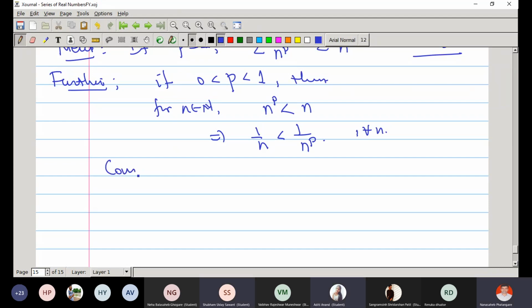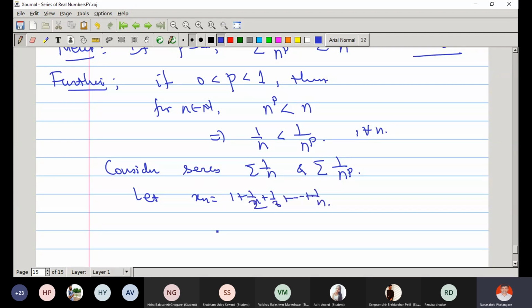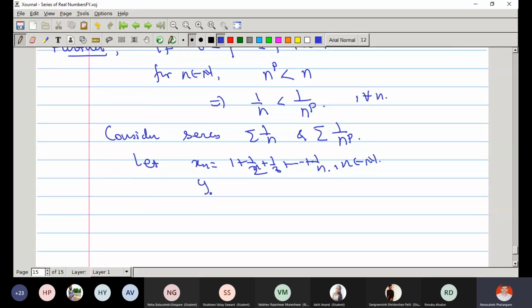Now consider series. Consider series 1 by n and series 1 upon n to the power p. Let xn be equal to 1 plus 1 by 2 plus 1 by 3 plus up to 1 by n. And consider another sequence yn, 1 plus 1 upon 2 to the power p plus 1 upon 3 to the power p up to 1 upon n to the power p.